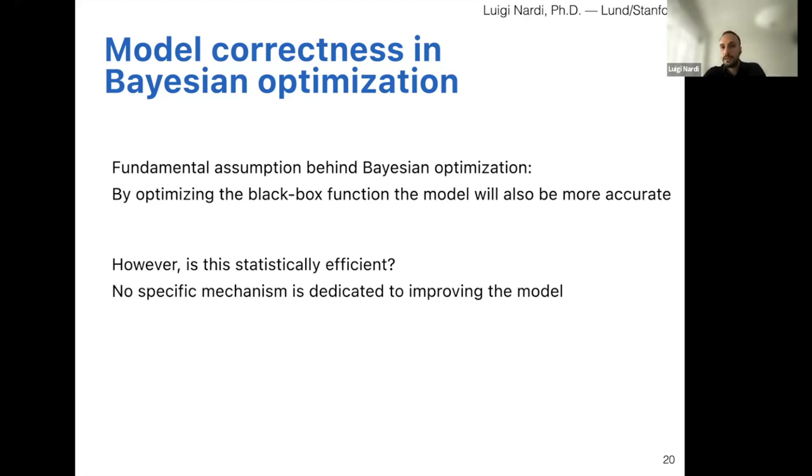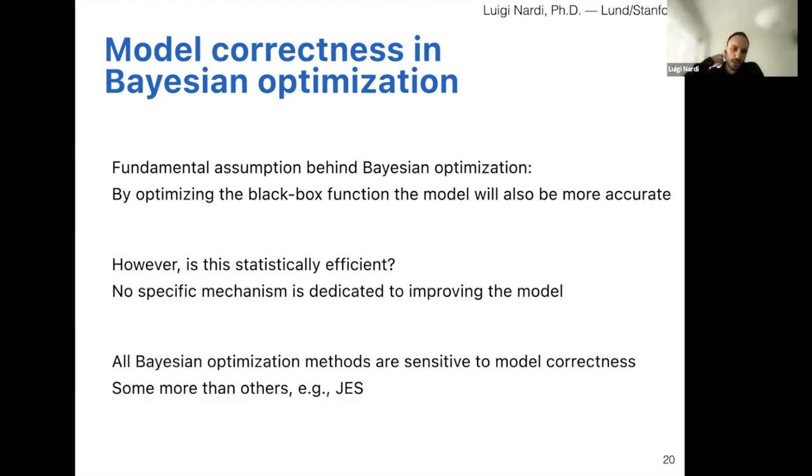But of course, this eventually happens, and you can think that assumption is correct. But at the same time, if you make this assumption, you're not making anything really specific. You're not creating any specific mechanism dedicated to improving the model, which basically means the statistical efficiency of this can actually lag behind, right? So since there is no specific mechanism, the assumption may be correct, but at the cost of statistical efficiency.